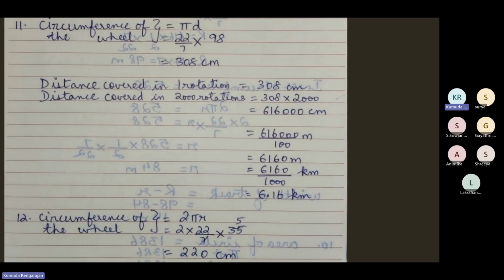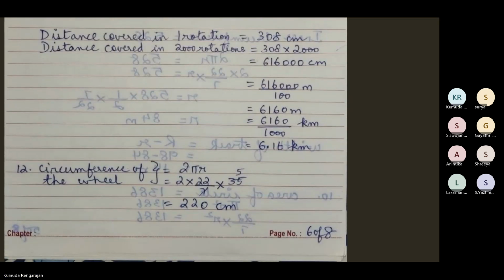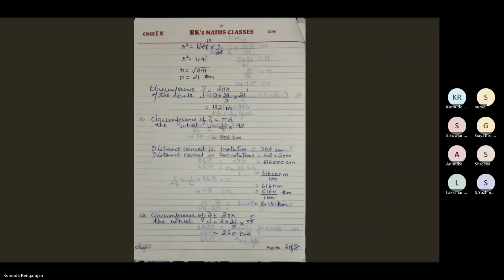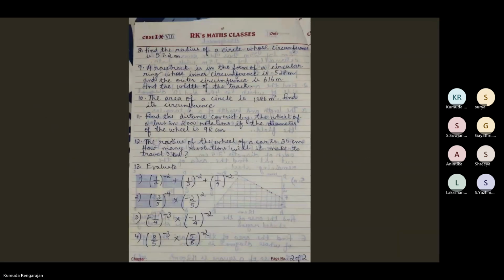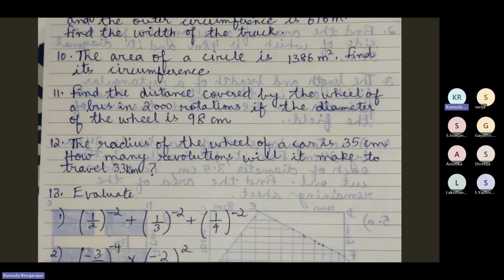So convert that to meters by dividing by 100. Still, it is more than 1,000 meters, and 1,000 meters is 1 kilometer. So you can further convert it to kilometers. Meter to kilometer, divide by 1,000. So 6.16 kilometers. Shift the decimal point, that's all. Take the 12th question.